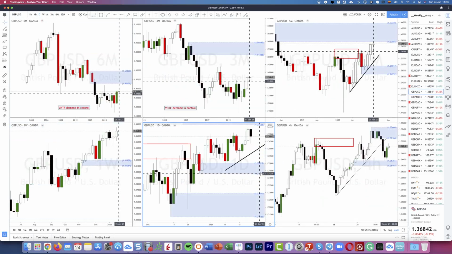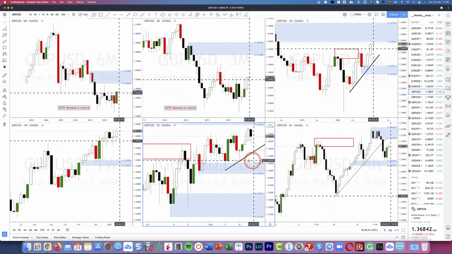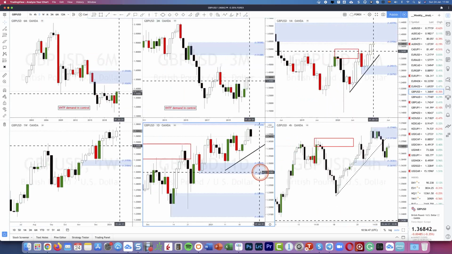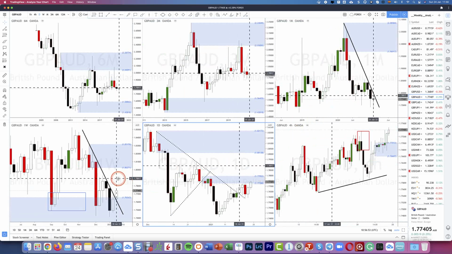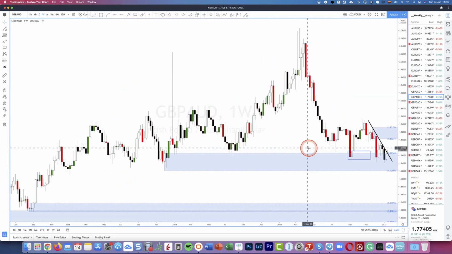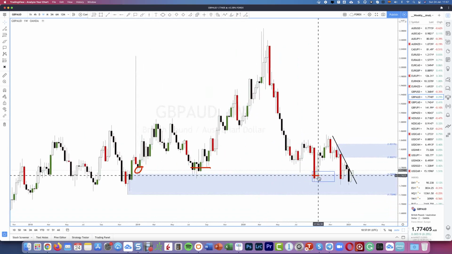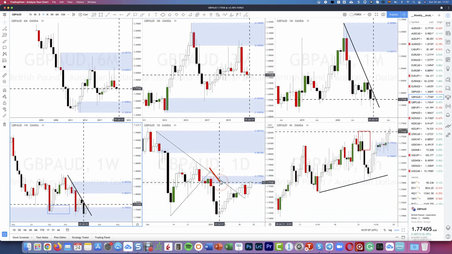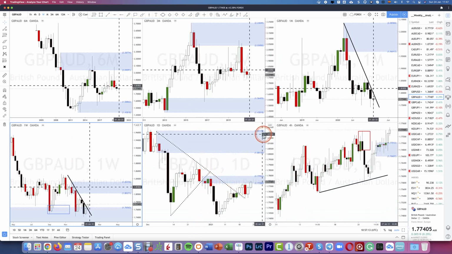On the Pound Dollar, we have the monthlies in an uptrend, the weeklies in an uptrend, the weekly demand zone is in control, daily demand zones are being created and respected. Longs if new demand zones are created. Pound Aussie: the monthly is in a downtrend, but this weekly area of demand has control. It's been tested once, twice, third time, fourth time, used up.